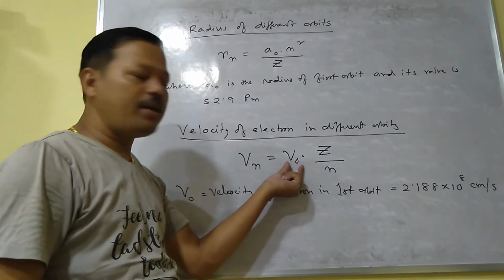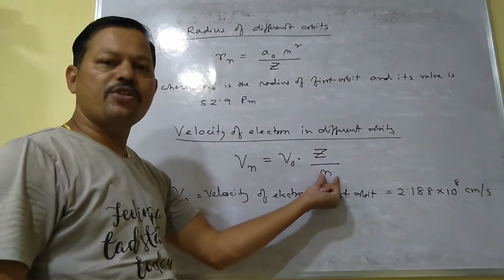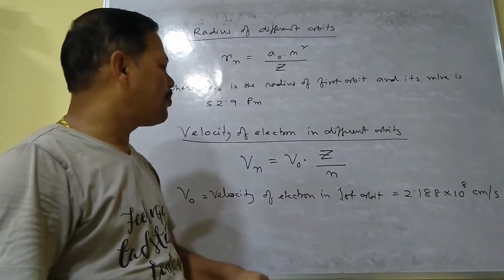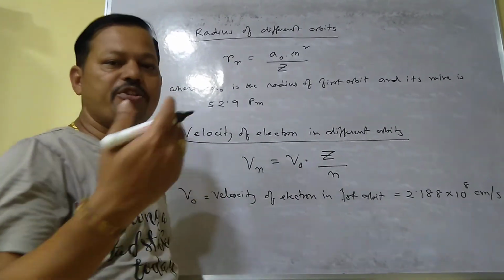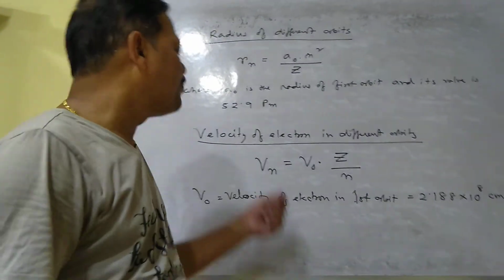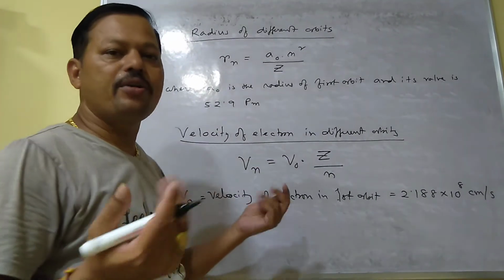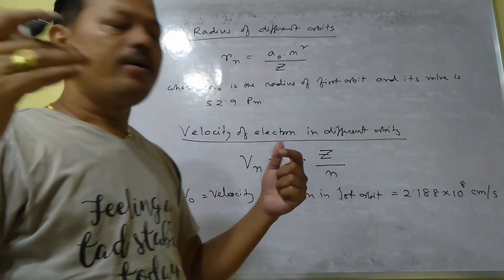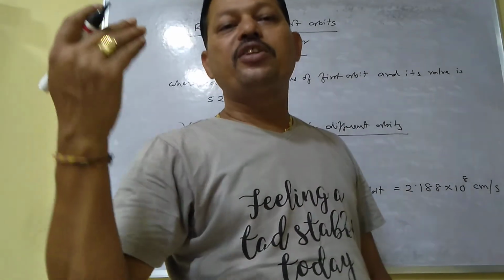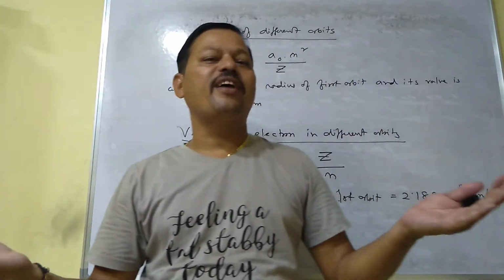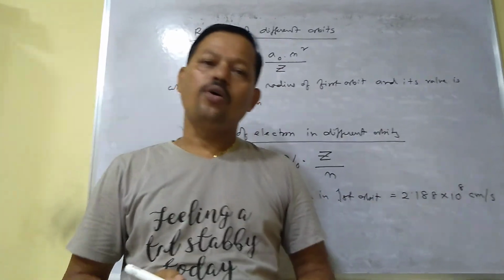Since V naught value is constant, n value depends on the number of the orbit, and Z is the atomic number depending on the nature of the atom, you can find out the velocity of the electron present in the second orbit, the third orbit, and so on. So by using these formulas, you can determine the energy, the radius of different orbits, and the velocity of the electron present in different orbits. Thank you.